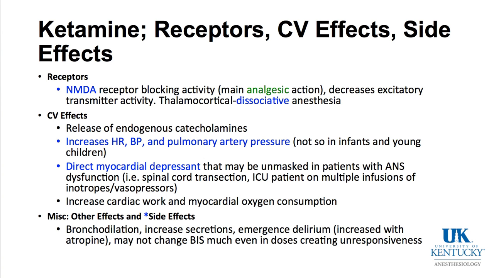There's some other effects and side effects listed here. One, bronchodilation occurs because of the increase in catecholamines, which have beta effects and bronchodilation. Secretions can go up from sympathetic cholinergic stimulation. Emergence delirium can occur with ketamine as the patient awakens. And if you have atropine on board because maybe you used it to try to reduce secretions, atropine crosses the blood-brain barrier because it's a tertiary amine and can make emergence delirium worse. So don't use atropine or scopolamine when you're also using ketamine.